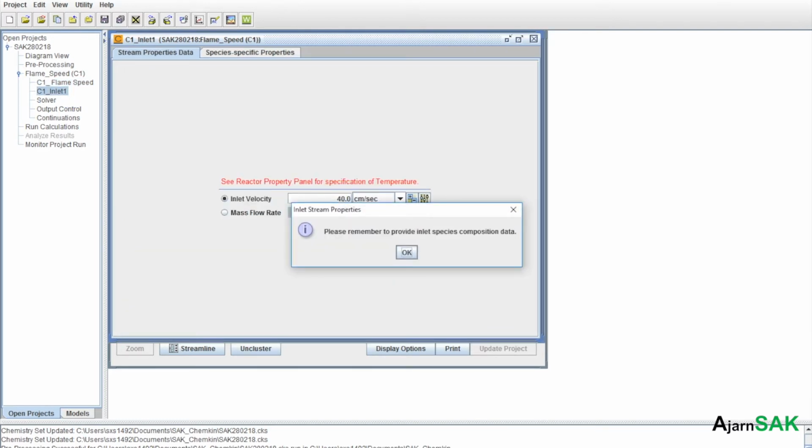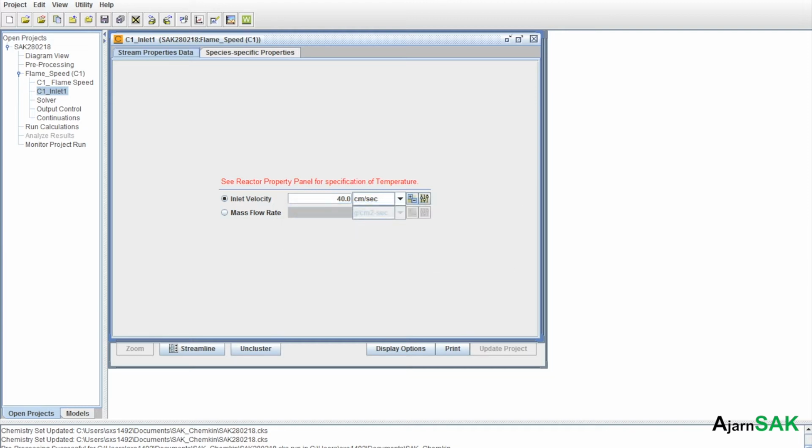Inlet. Please remember to provide species composition data. This is an estimation that you have. For the inlet velocity, the solver will iterate and find the correct number, so you don't have to worry about that. You just estimate the flame speed, because the inlet velocity will be balanced with the flame speed. Your flame will be here. This is your flame, and this is your unburned part. We try to go from the flame front to the unburned part.